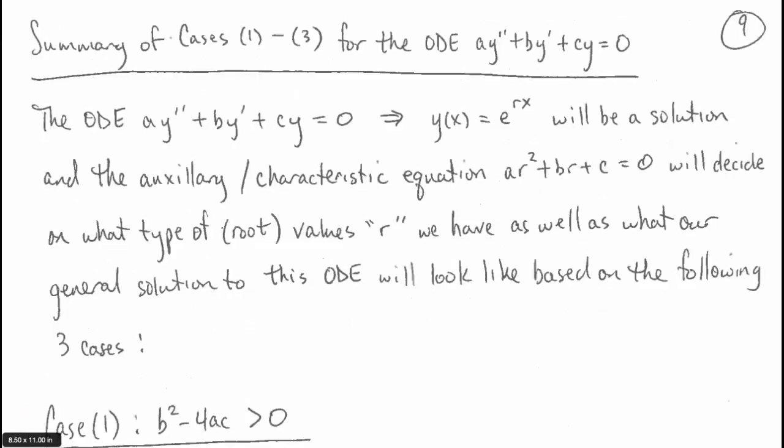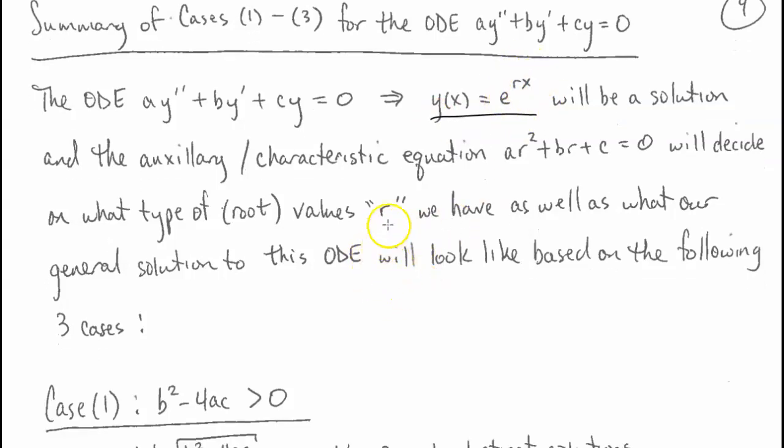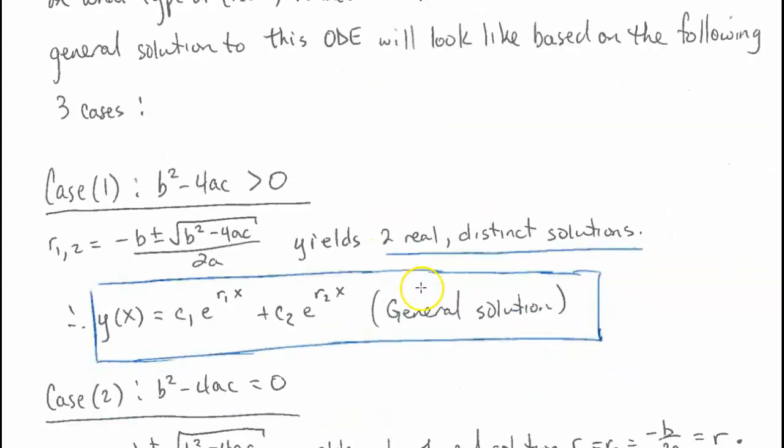So for those of you that are following along in the videos I'm recording for this particular subject, you'll remember that I had a summary of the cases 1 through 3 for the second order linear homogeneous equations where we have all constant coefficients. And we knew that in general our general solution to these ODEs are of this type, e raised to the rx. And of course, the roots would tell us what the solutions look like.